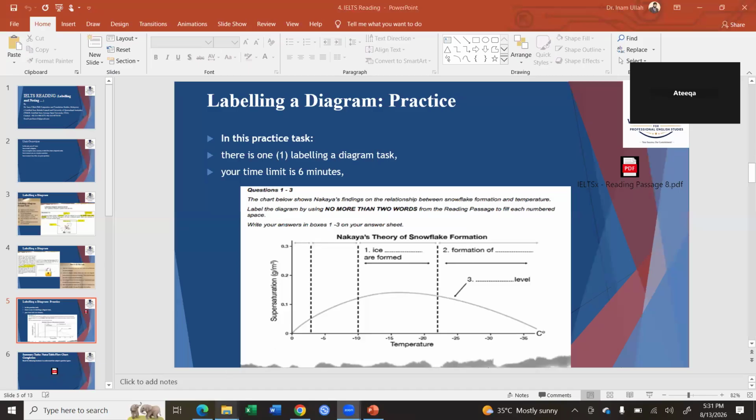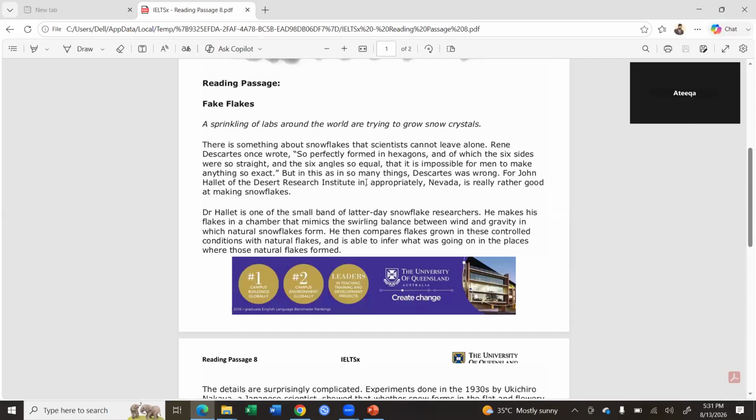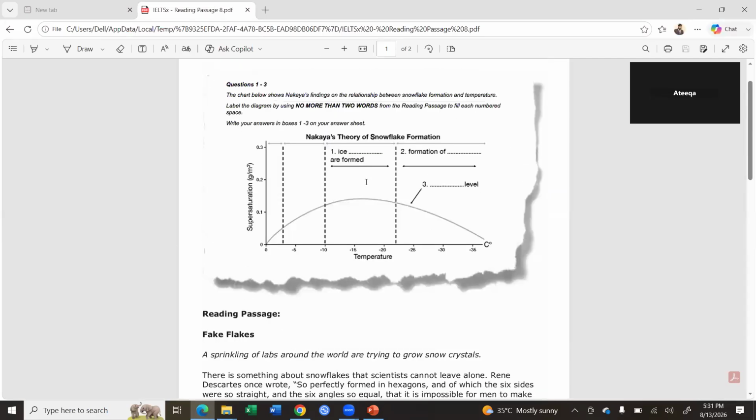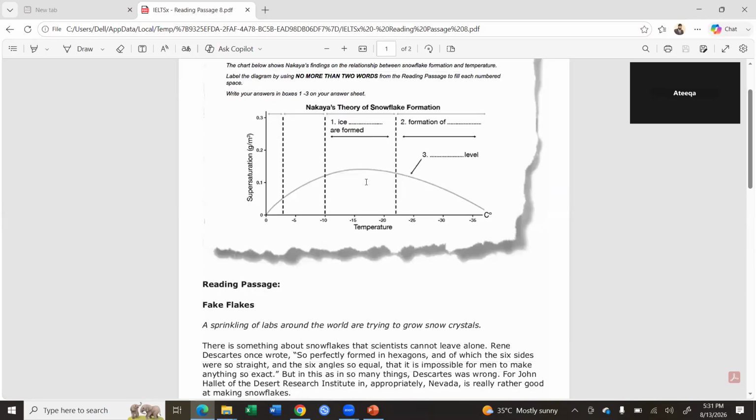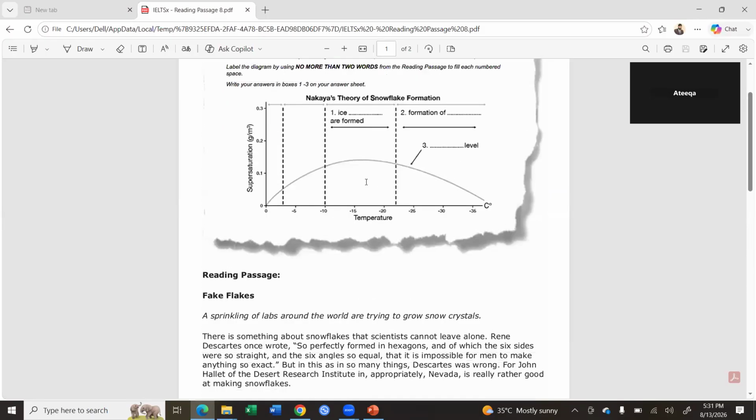Okay, dear. Because the net disconnected, I will give you further time. Here is the diagram, and you have this passage, right? So you have to answer these questions.